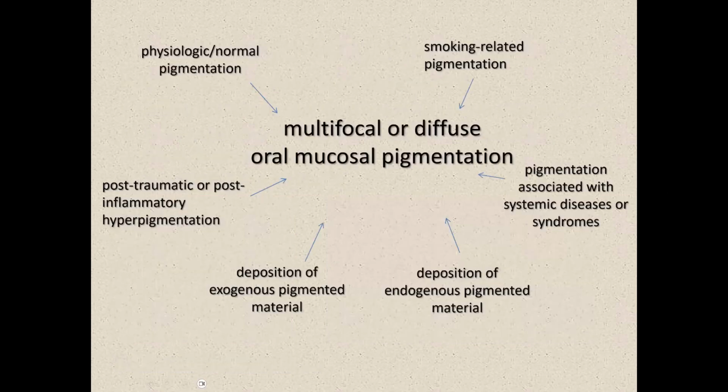Now, oral mucosal pigmentation has a lot of different potential etiologies, including systemic diseases, like we talked about with jaundice and Addison's, deposition of endogenous pigmented material, so pigmented material from inside the body, like a melanotic macule, or exogenous pigmented material, like an amalgam tattoo. Post-traumatic or inflammatory hyperpigmentation, like we talked about in lichen planus patients, normal pigmentation, smoking-related pigmentation, and one more that I would add, which is neoplasia, so our nevi and our melanoma.